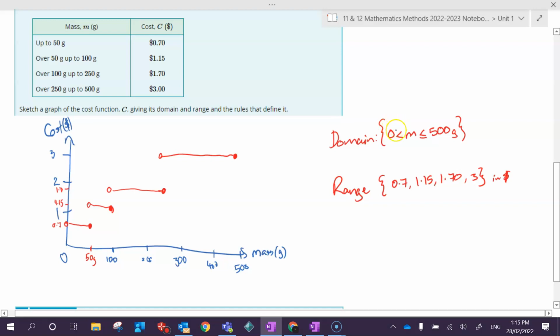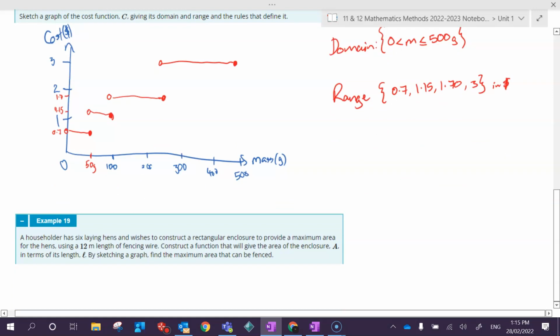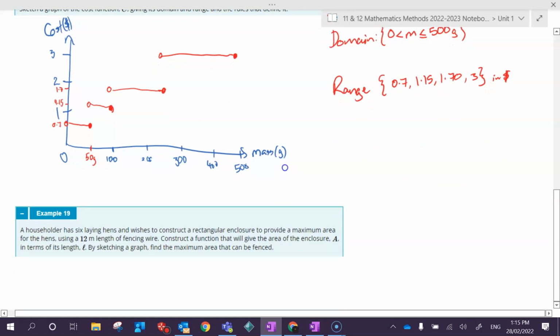Lots that I can put in, an infinite number of measurements between 0 and 500 grams, but only the 4 possible output values. Still a function because at no point does a vertical line ever cross more than one part of the graph of the function, so that's what it would look like. There's another piecewise defined function.